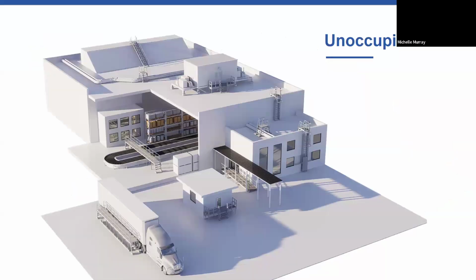An unoccupied roof is accessible only to maintenance or construction personnel, to perform roof repairs or maintenance, or to service mechanical equipment on the roof. For the purposes of this presentation, we're going to focus on the unoccupied roof.